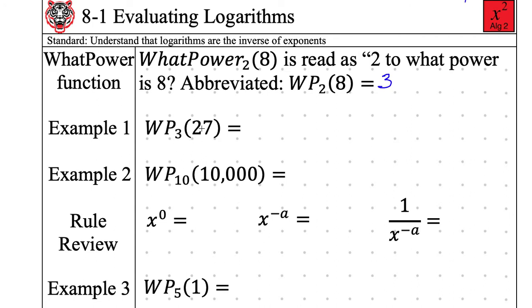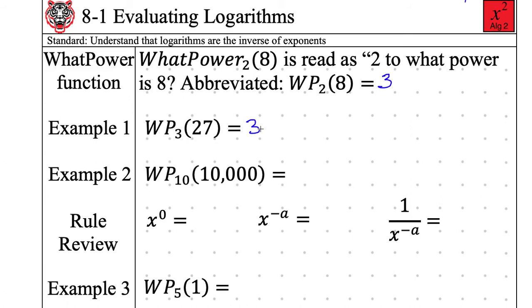All right, let's solve this other one. 3 to what power is 27? Quiet raised hand. 3 to what power is 27? And I see 27 up there, so you guys should know this. Aurelio? 3. The answer of that what power function is 3.